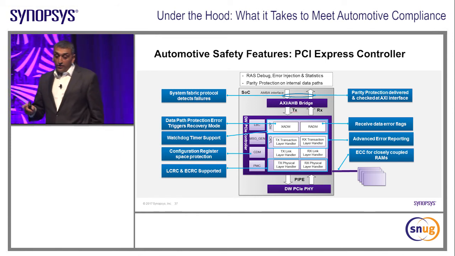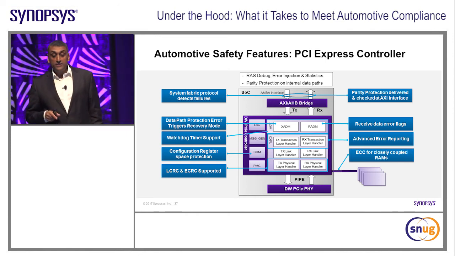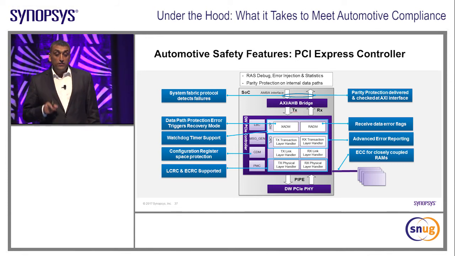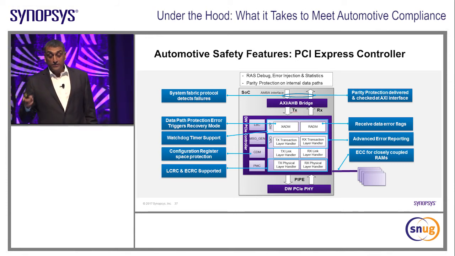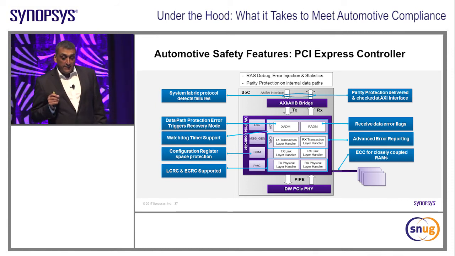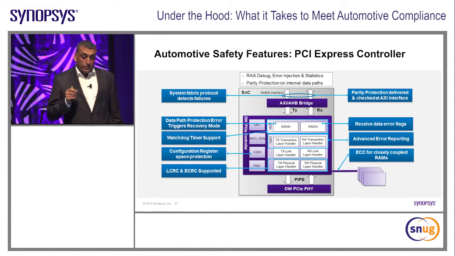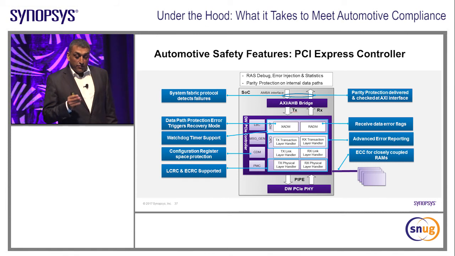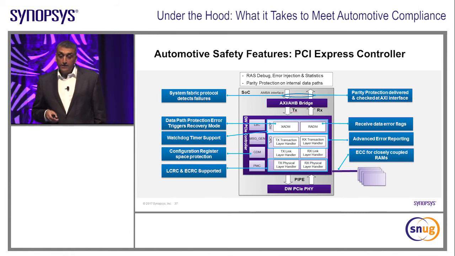And then on the periphery, you see what we've done to that digital IP to support the automotive safety features to meet ISO 26262: parity protection, receive data error flags, advanced error reporting, ECC, system fabric stuff, data path protection, watchdogs, and configuration registers. So that's what we did for PCI Express controllers in order to meet automotive safety requirements. So significant changes to your RTL.